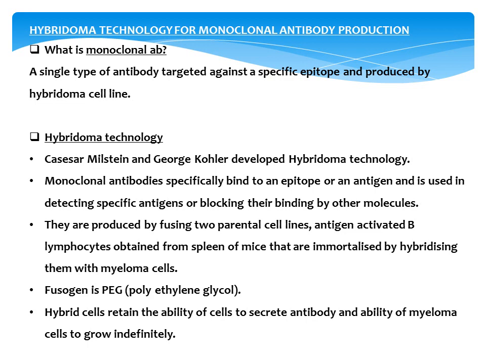They are produced by the fusion of two parental cell lines: one, antigen activated B lymphocytes, and two, myeloma cells, which are cancerous and immortal. The fusogen is polyethylene glycol. So the hybridoma cells, which are the result of two parental cells, retain the properties of both parents. They retain the ability of the B cells to secrete antibody and the ability of the myeloma cells to grow indefinitely.